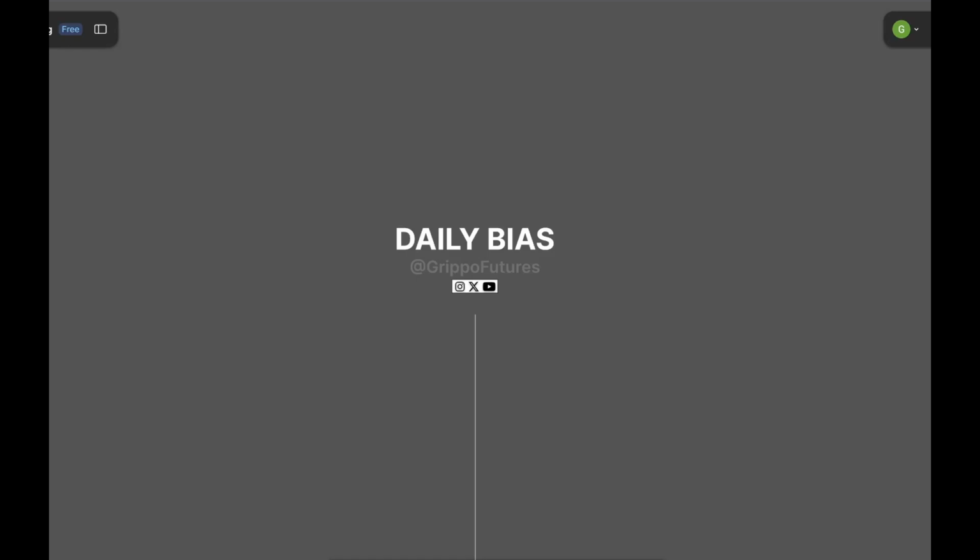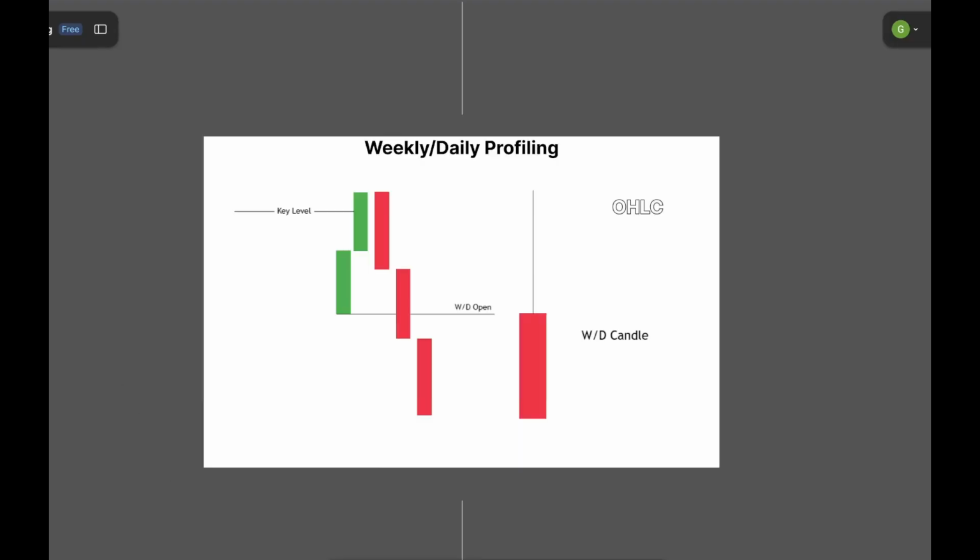Today we're going to be going over how I find my daily bias every single day. The first thing I do when I'm looking for my daily bias is I'm looking at the weekly profiling and the daily profiling. Ideally, we're going to want to see an open, high, low, close. Let's say Monday opens, Tuesday comes higher, we sweep out the key level. Wednesday frames the reversal, and we expect the week to trade down after that.